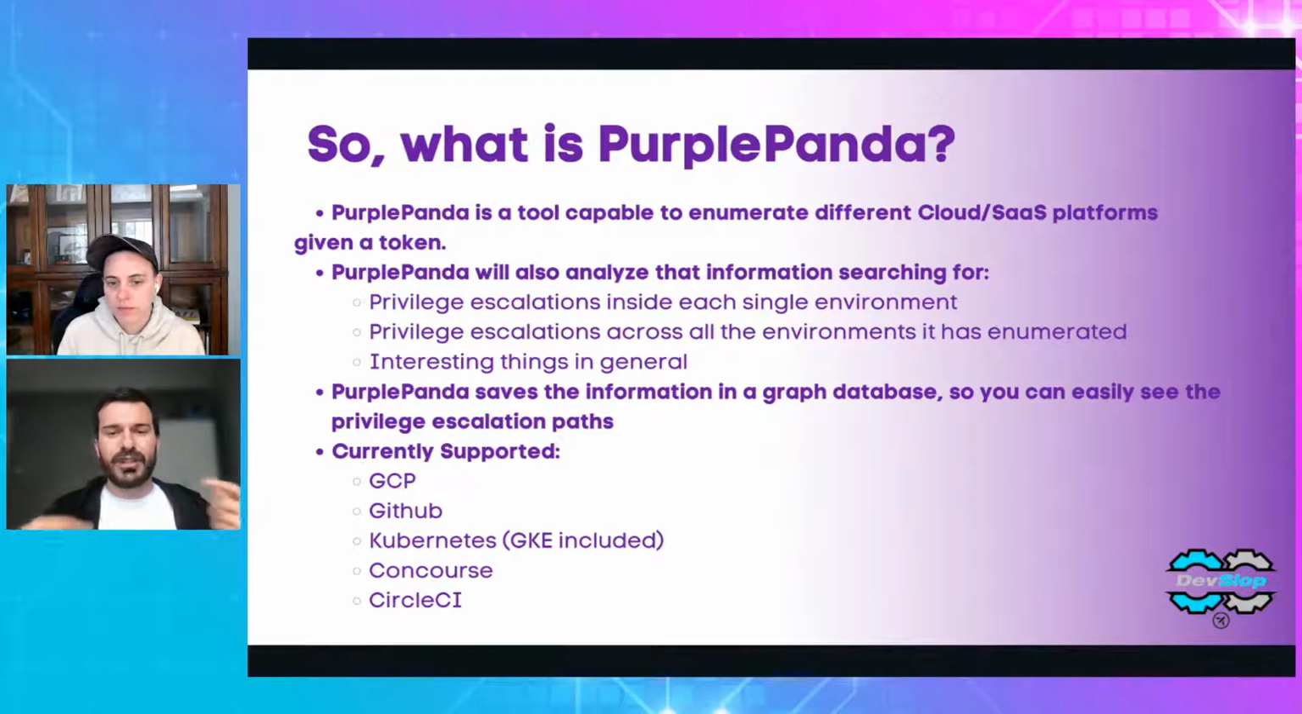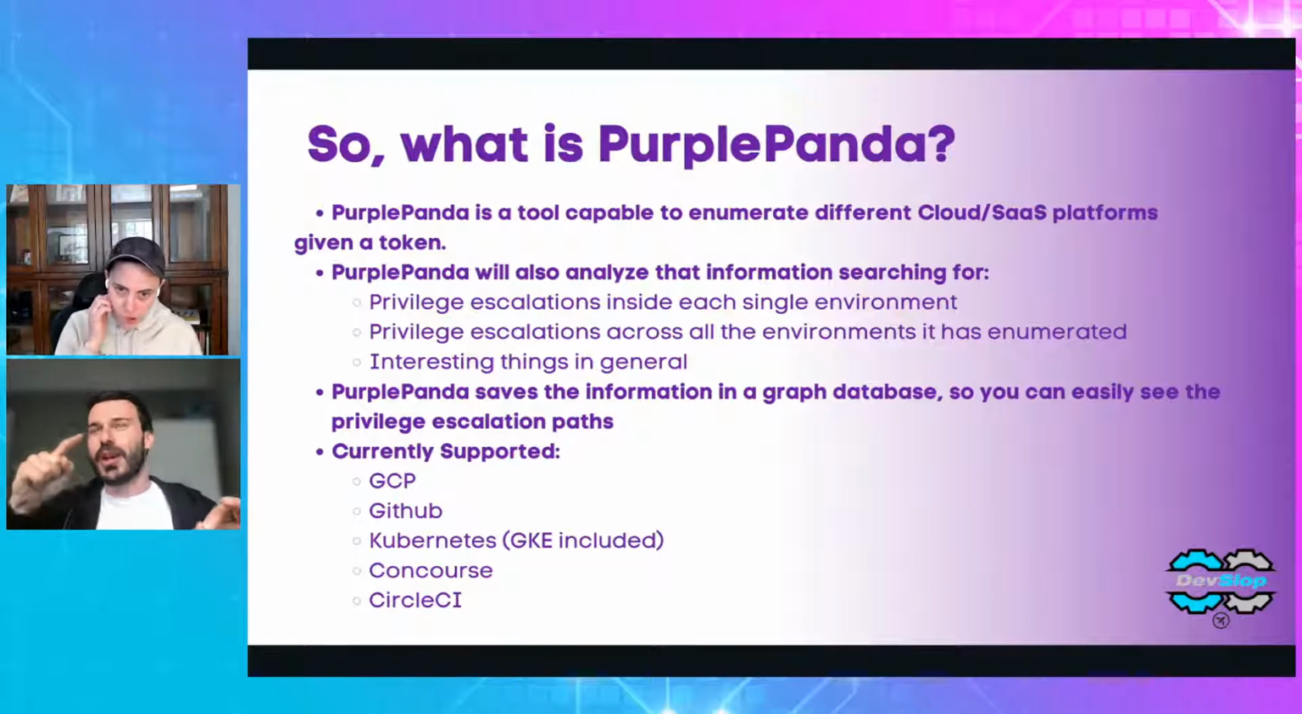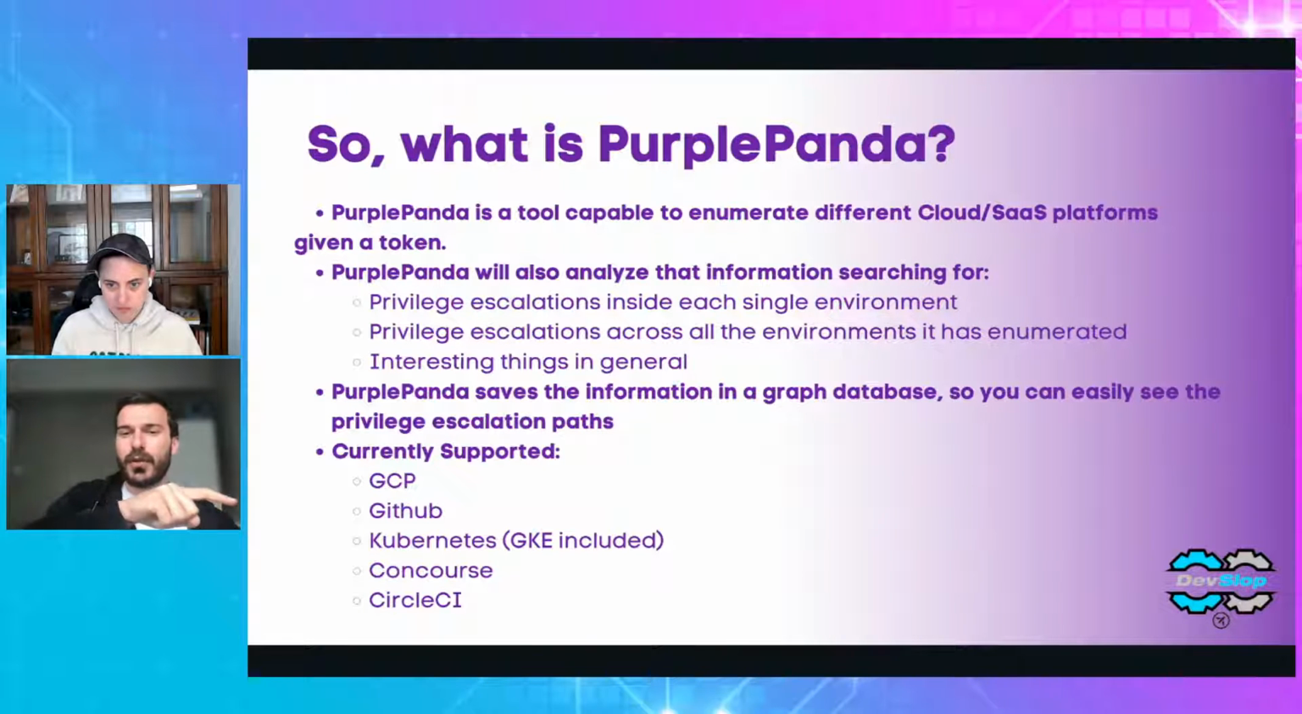After all this enumeration is done, PurplePanda is going to execute some functions that are going to analyze cross-platform relationships, and it's going to say, hey, do I have any user that can bypass branch protection in a repo that is mirrored in GCP, that is running in a cloud function, and that cloud function is running a service account? And if we find that complete path, it is going to create a relationship from the GitHub user to the service account saying, hey, you can privilege escalate here.